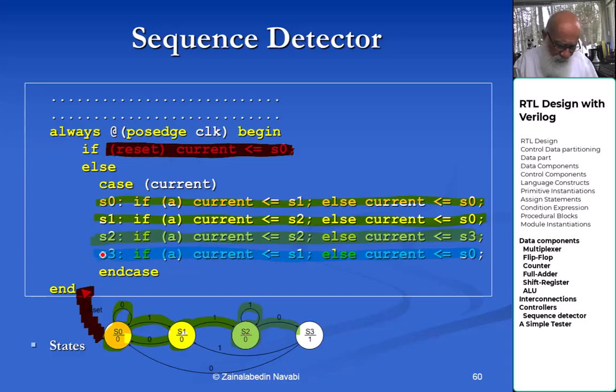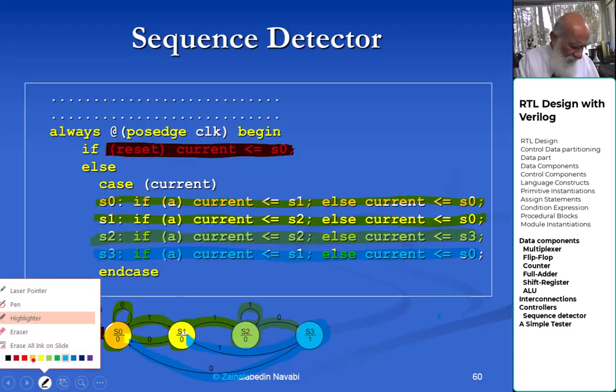Okay, in S3, A1 takes you to S1, A0 takes you to S0. And therefore, all I'm showing is that very easily you can go from this state diagram to the Verilog description of it, and then again I have the end case here which ends the case statement.